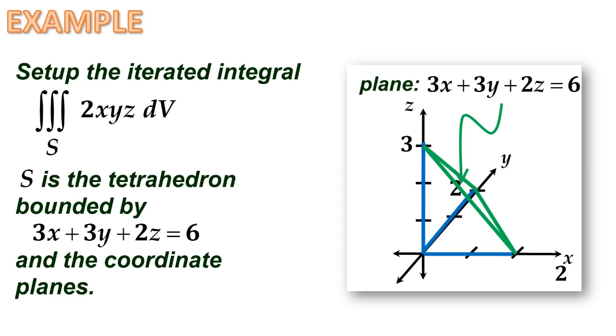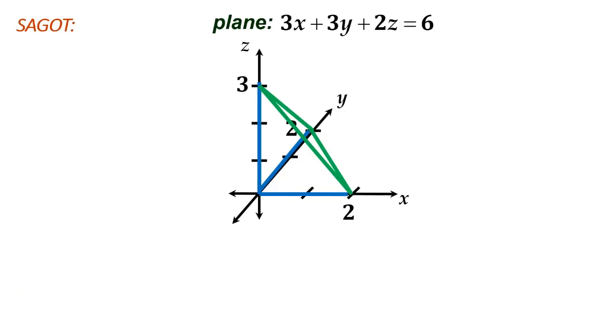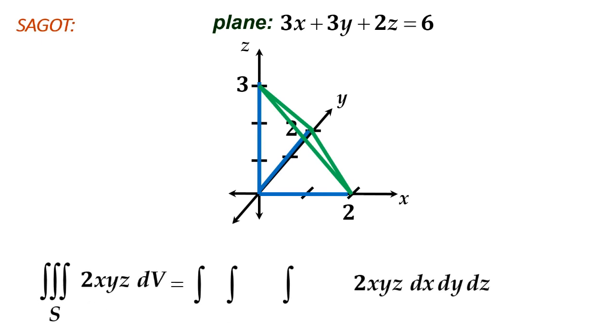Let's have an example. Set up the iterated integral of the triple integral of 2xyz over S, where S is a tetrahedron bounded by the plane 3x plus 3y plus 2z equals 6 and the coordinate planes as shown in the figure. To answer this example, first, we shall write the triple integral as an iterated integral with the order of integration you want. For this example, we do dx, dy, dz, in order of integration.